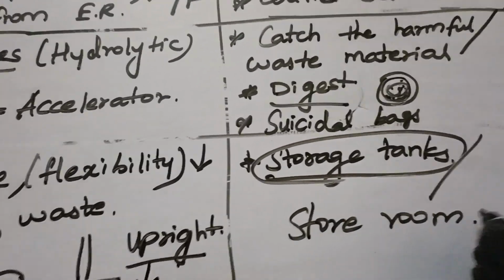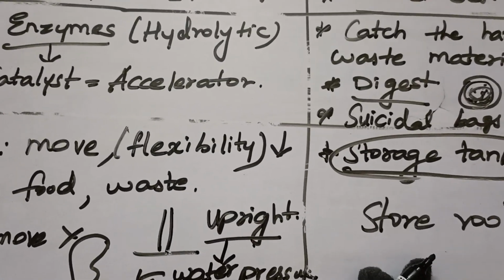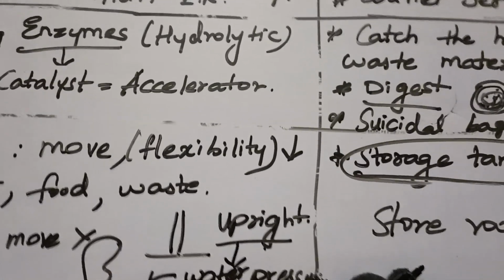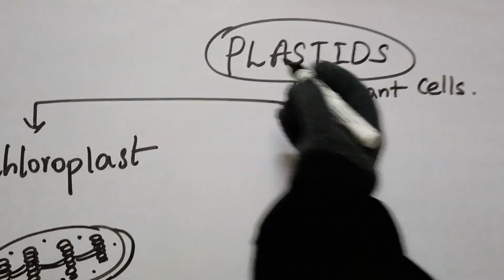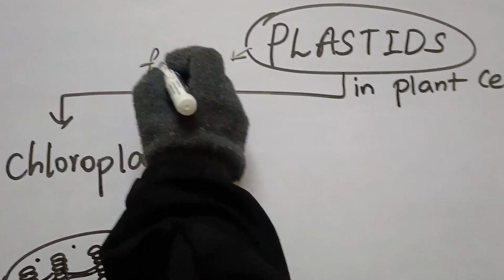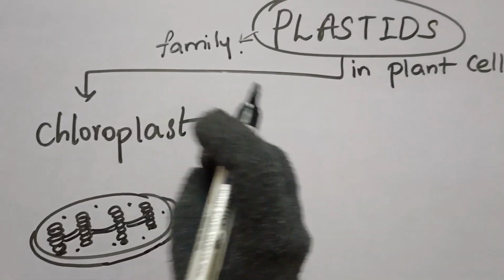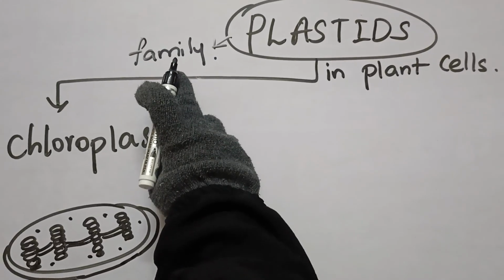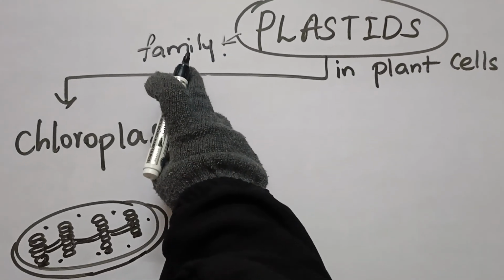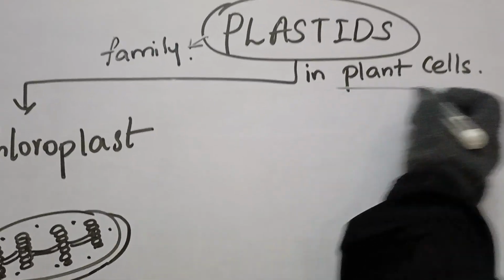Clear? So let's talk about the last few organelles which are left. I think plastids are left. We'll cover that. So plastids are nothing but a large family actually. So family containing family members. Here each family member is a cell organelle. Okay, each family member is a complete independent cell organelle. So these plastids are present only in plant cells.